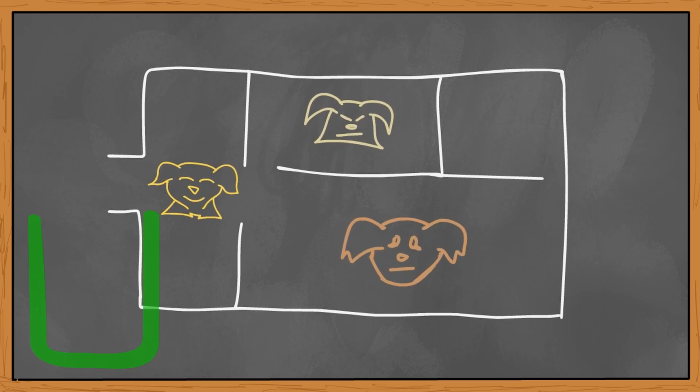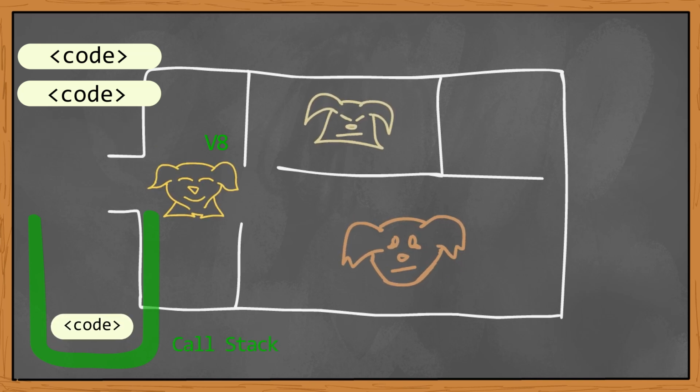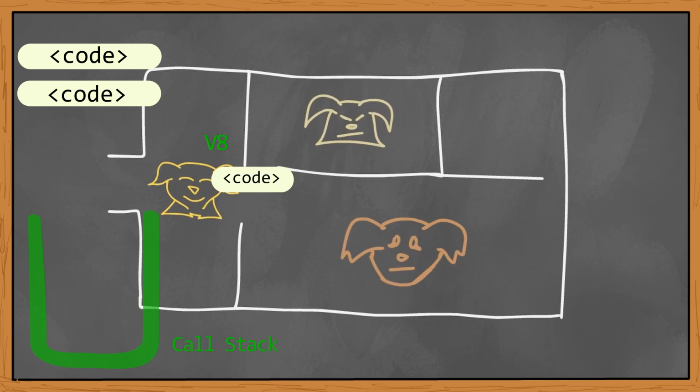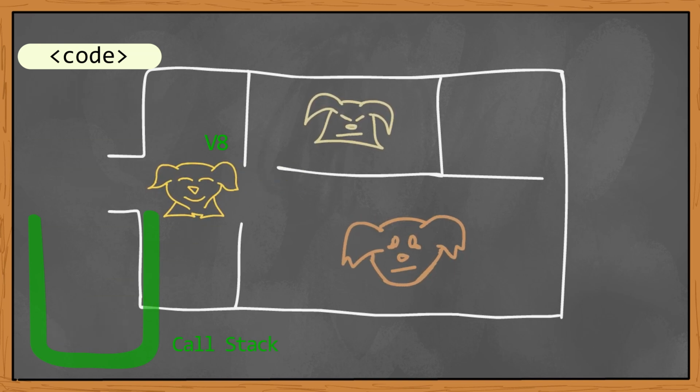Some instructions go inside Node. The V8 engine throws these onto the call stack, which is a last in, first out structure. The V8 engine, in charge of running JavaScript code, executes the instructions.